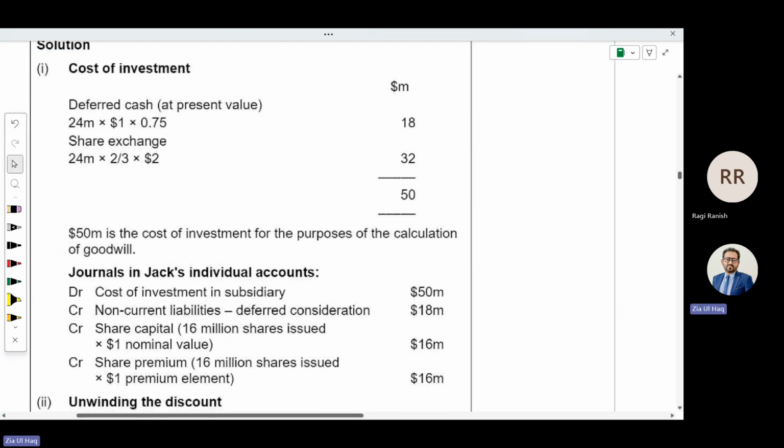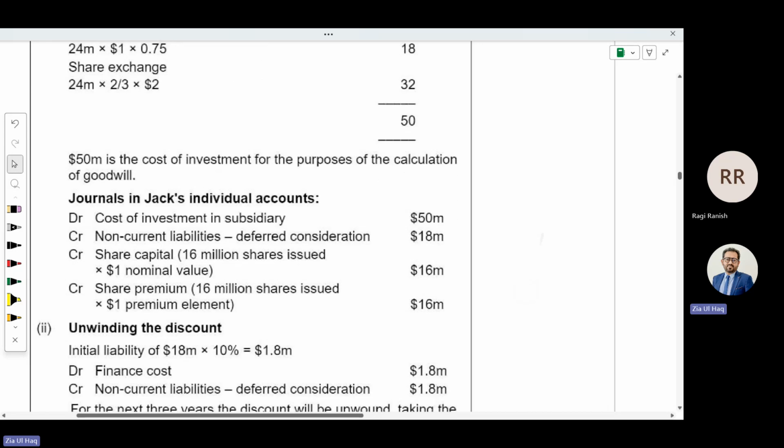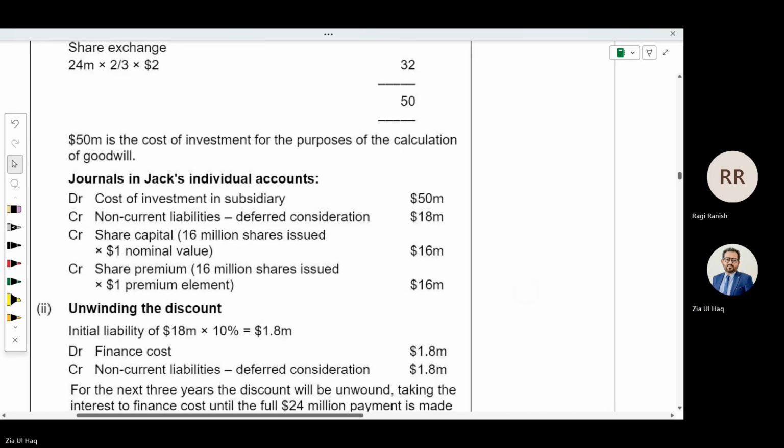Let's see this 50. What will be the accounting entry? Investment debit with 50 million. Non-current liability, deferred consideration that we calculated, will be 18 million for the parent company. They need to pay after 3 years.